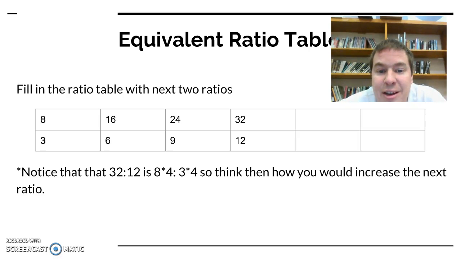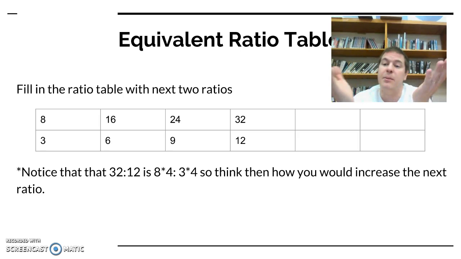But when looking at equivalent ratios, this question is saying to fill in the ratio table with the next two ratios. The ratio is 8 to 3, and then you multiply by 2 on the top and the bottom. Remember, when you're looking for equivalent ratios, what you do to the first number, you do also to the second number.